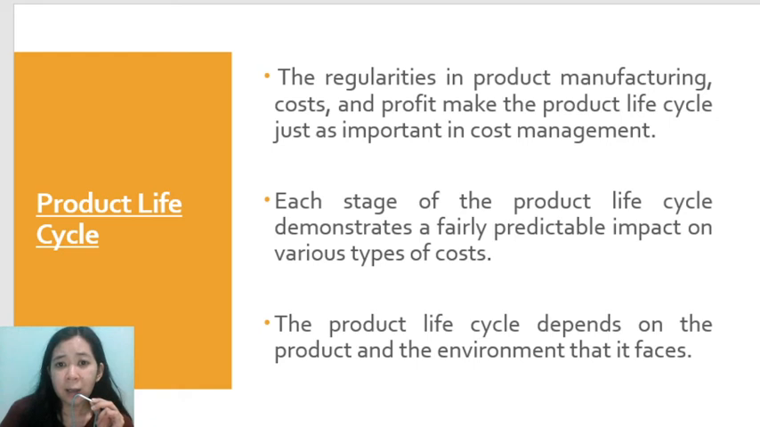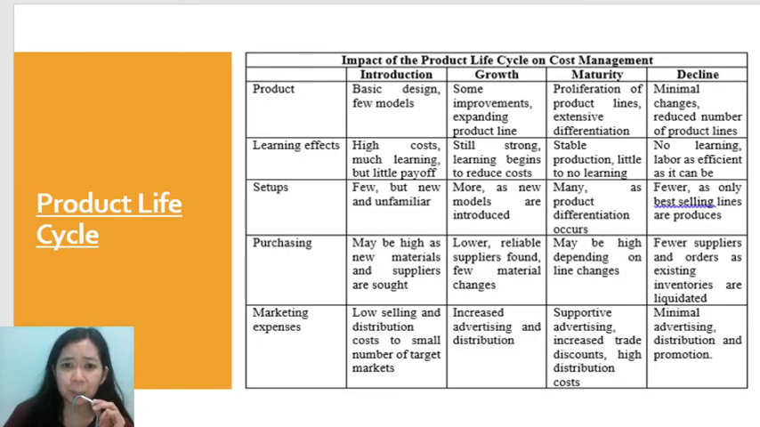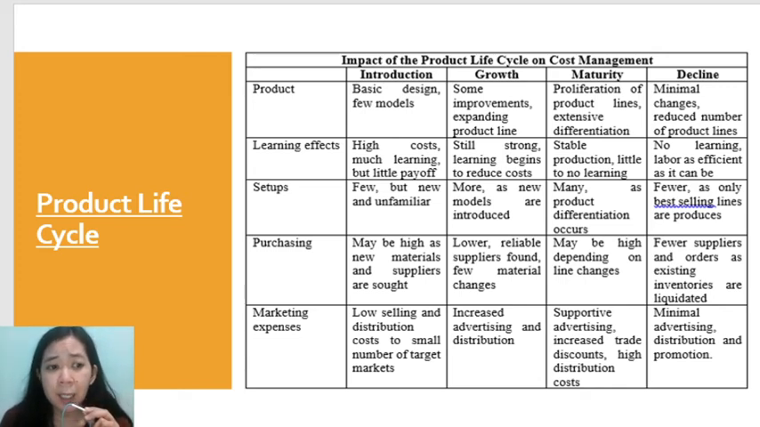So the regularities in product manufacturing, cost and profit make the product life cycle just as important in the cost management. So each stage of this product life cycle demonstrates predictable impact on various types of cost. Okay, so if you could still remember, as the stages change, the cost also changes. So it may be lower, higher, and so on. So the product life cycle depends on the product and the environment also that it faces. So here we have in the table the impact of the product life cycle on the cost management.